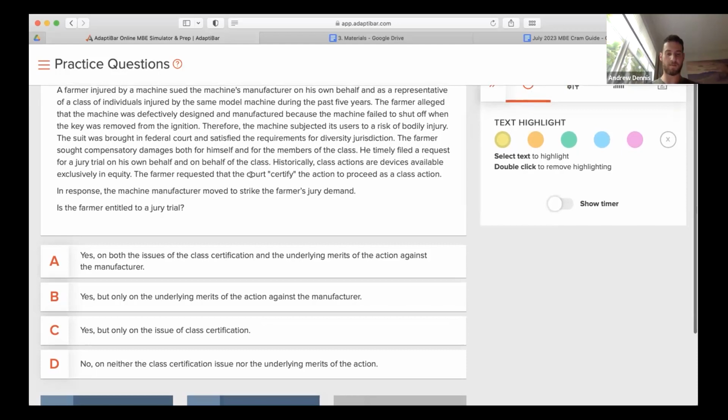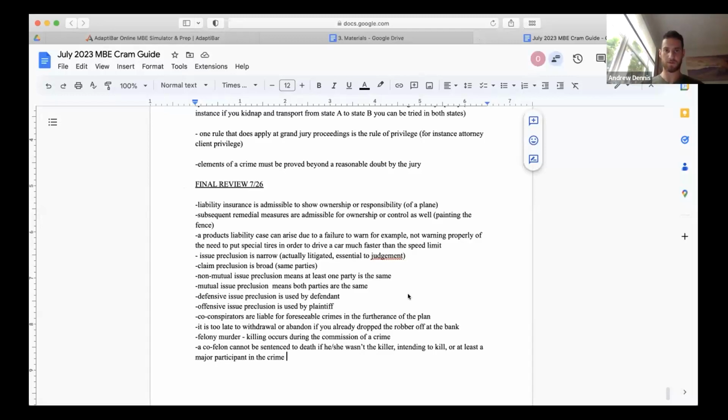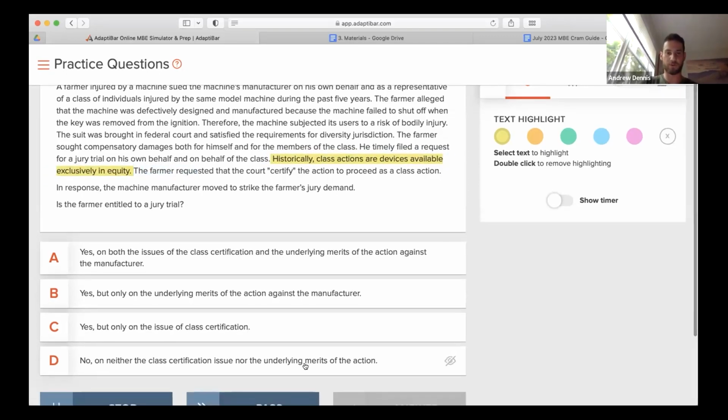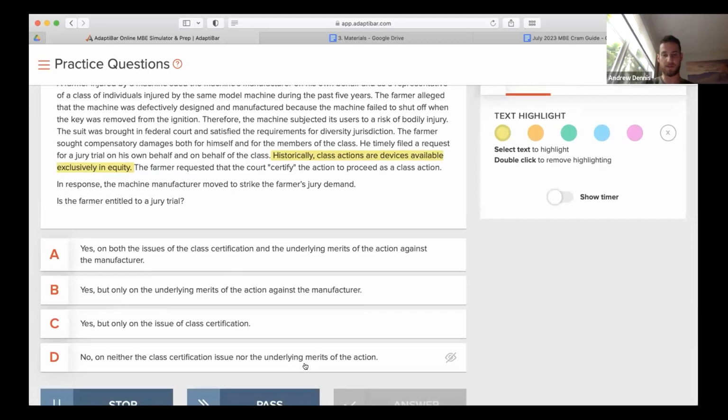All right, so we have 83% participation. Let's launch this poll. All right, we have most people picking B. Yes, but only on the underlying merits of the action against the manufacturer, seeming to believe that certifying a class does not deserve a jury trial. It says it right here, class actions are devices exclusively in equity. Anyone feel strongly for B or A or C or D?